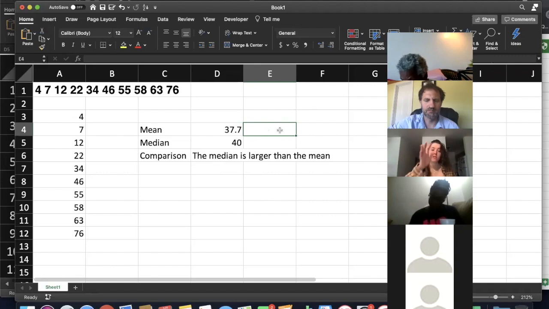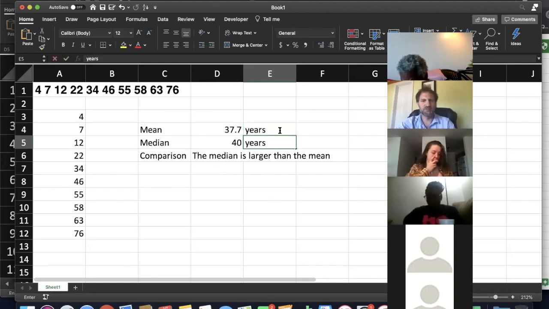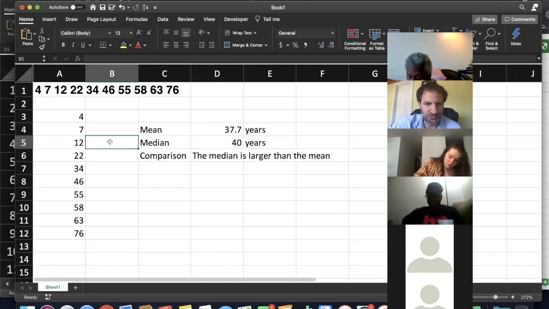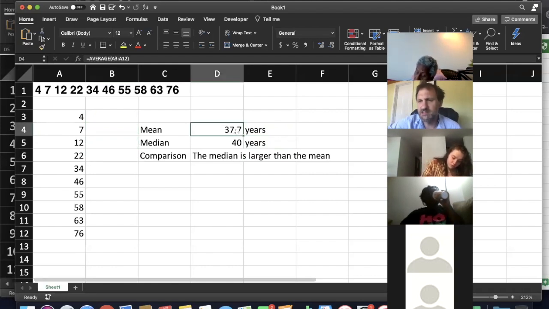Years. Yeah, it's years. It's years because these were the people's ages when they died, and presumably we were measuring those in years. So this is a 4-year-old, 7-year-old, 12-year-old, 22-year-old, right? Does it make sense, thinking about the context and rounding, does it make sense to say 37.7 years? Could you have 0.7 of a year?